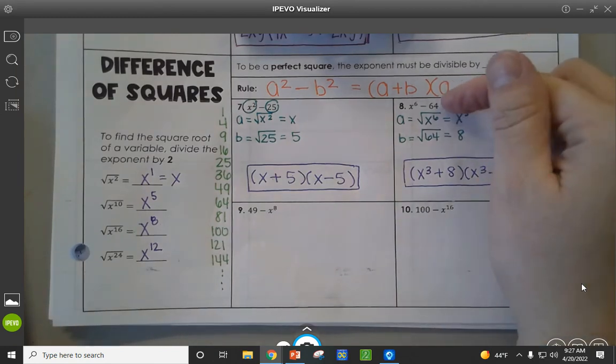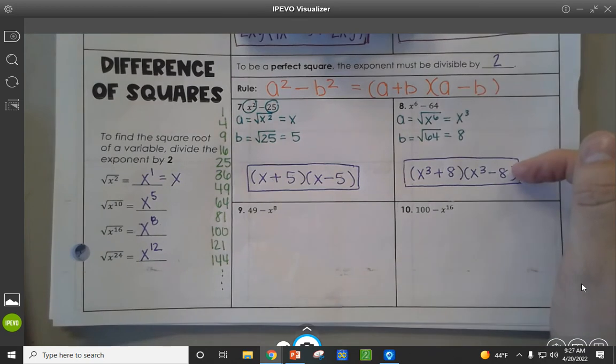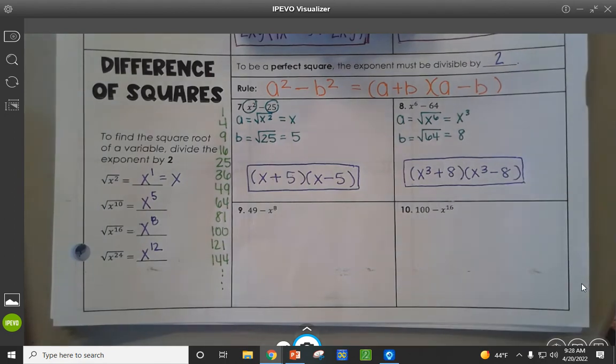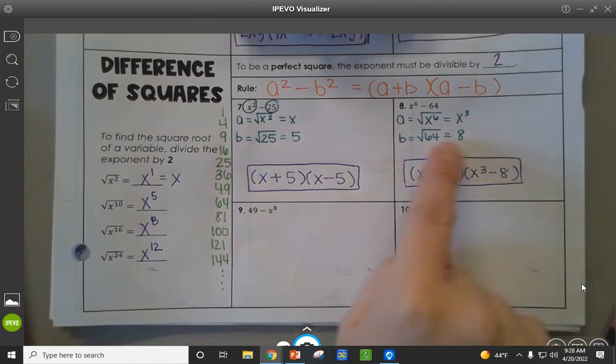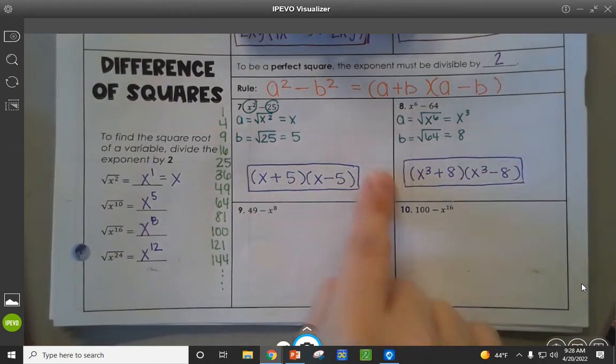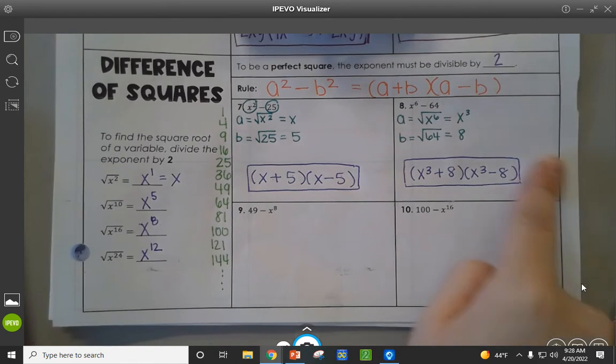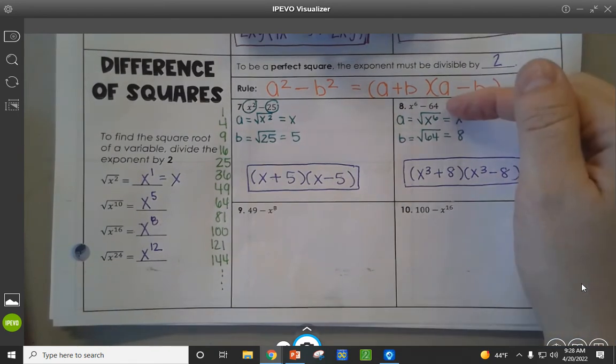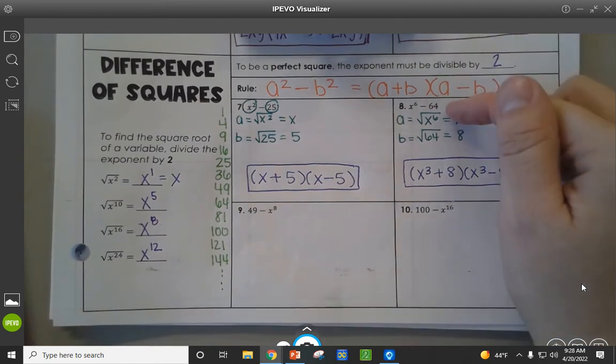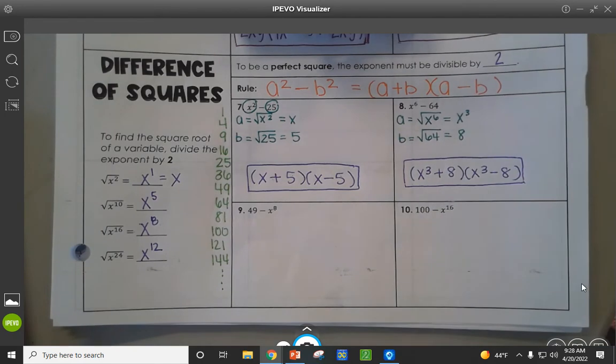is your original problem, and type in your answer and see if they match. Doesn't really matter what number you get. That all depends on what's stored for x. But if they match, it's correct. If I were to give you this problem and tell you to multiply it using the box method that we had been doing, you would get x to the 6 minus 64 if you did it correctly.